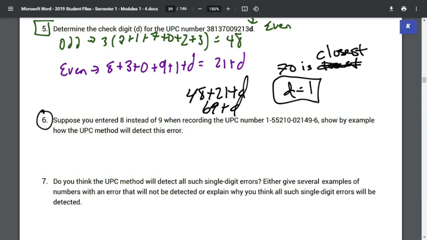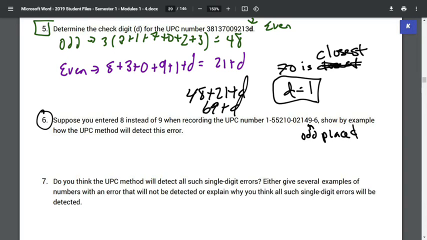Last one here is number 6. So it says, suppose you entered an 8 instead of a 9 when recording this number. So where that 9 is, you put an 8 instead, and it says show by example how this method that we've been doing would detect this error. So the first thing we should see is that this is in an odd placed position. That's the 11th number in line.